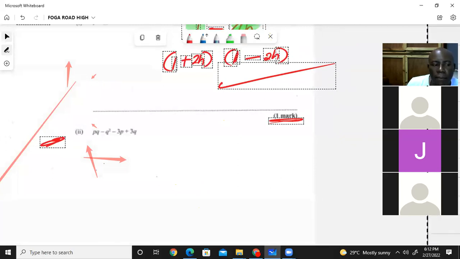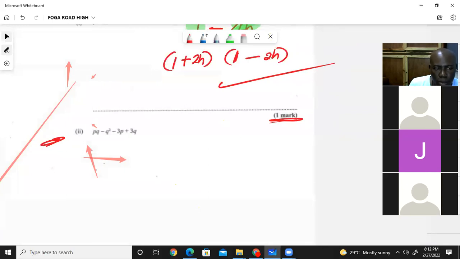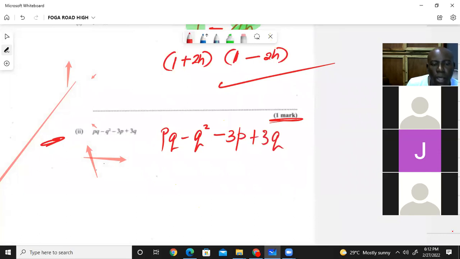We're factorizing by grouping because we're looking at 4 terms. Let me write them out for us. We have pq minus q squared minus 3p plus 3q. Now we have this to factorize. There is nothing straight out in common. So what we're going to do is factorize pair by pair. If I can find something in common with these two and something with these two, it can work. And if it can't work, the question wouldn't have been set.